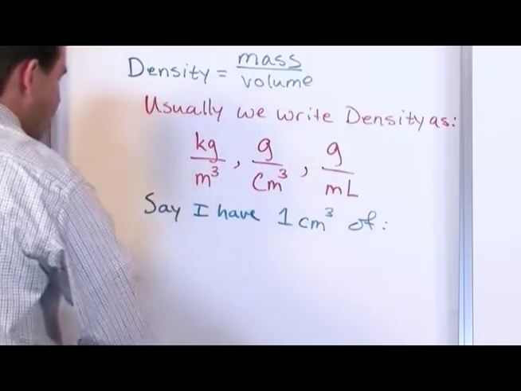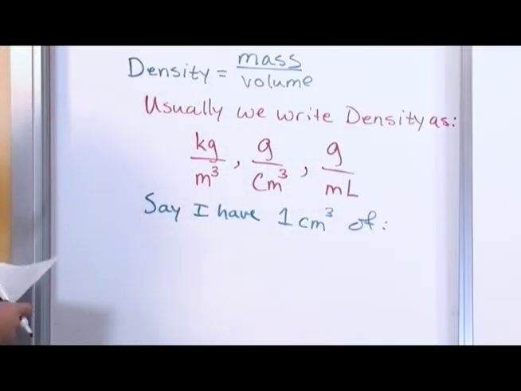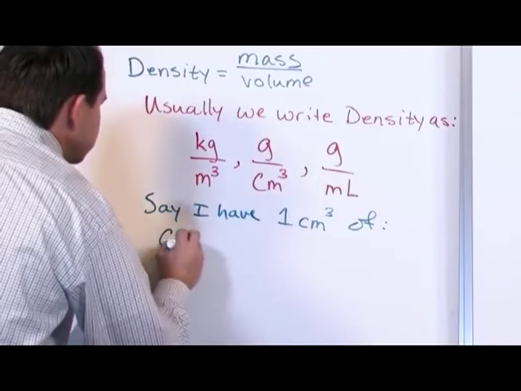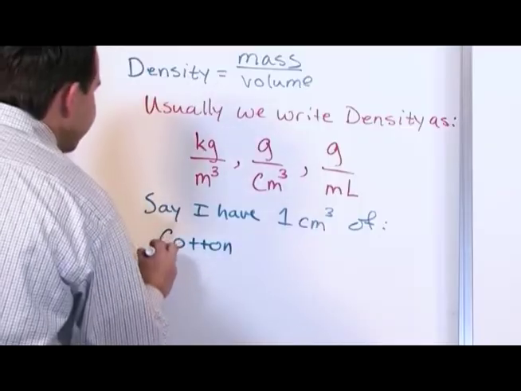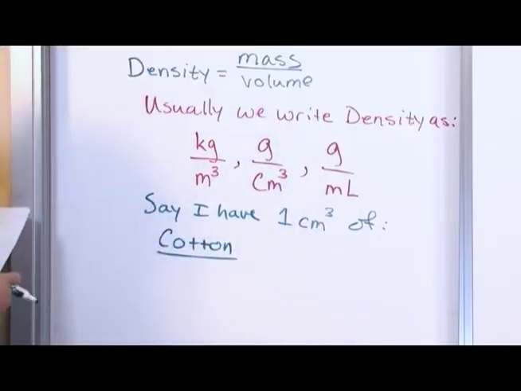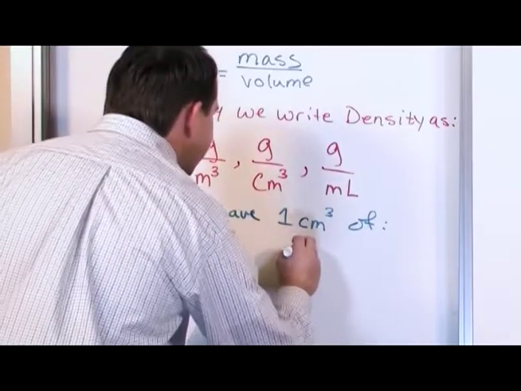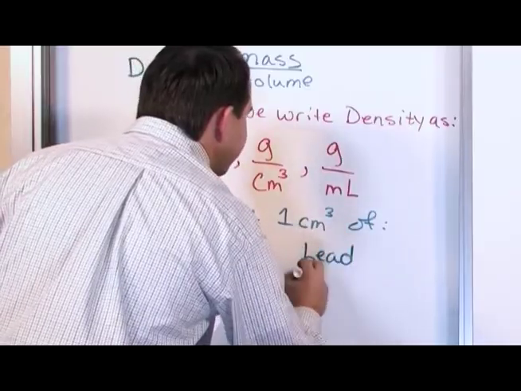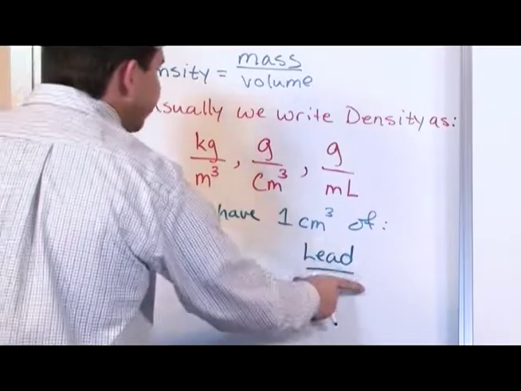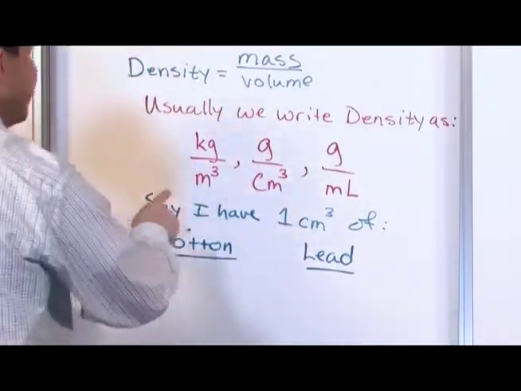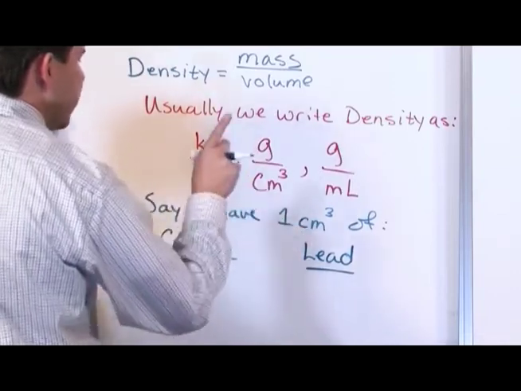Let's say that we have 1 cubic centimeter of each of the following things. Let's say I have cotton, which you know from experience is fluffy and white and seems to be something that doesn't have a lot of mass to it. And let's say I have lead, which we know to be something heavier, something we use when we want to weigh something down. But let's say that in both cases I only have 1 cubic centimeter of each of these things.